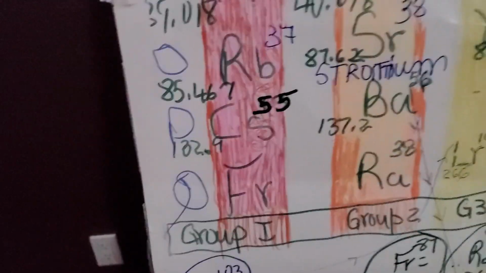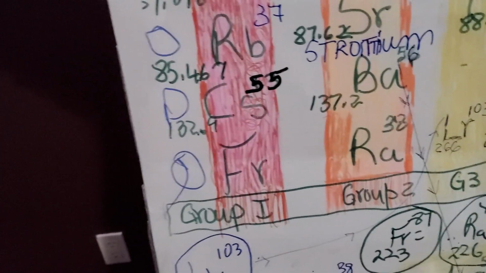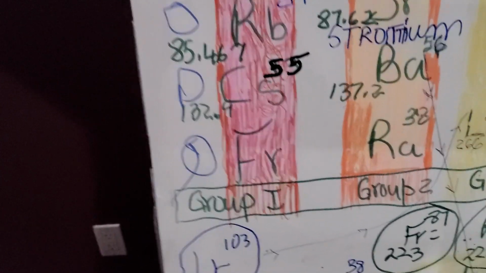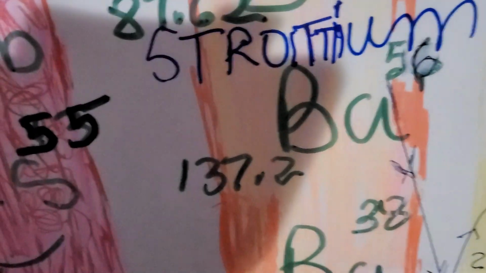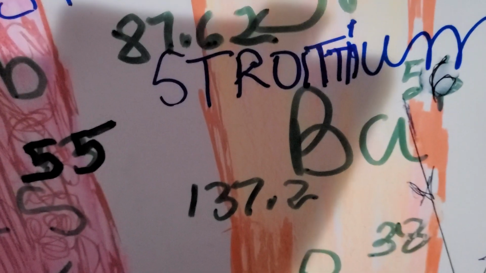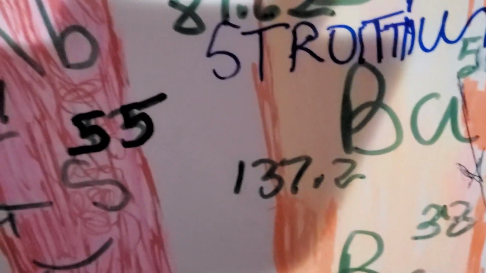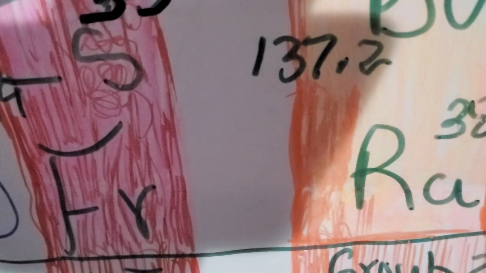Tonight we're taking a look at barium, and let's just highlight it here on a partial portion of the periodic table. So we have barium, atomic number 56, atomic weight 137.2, and it's just below strontium.